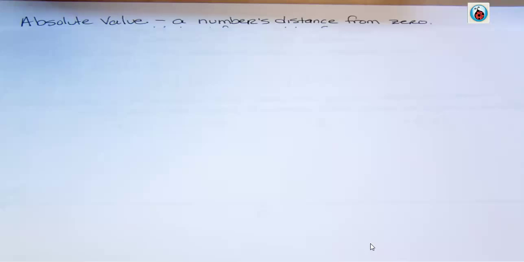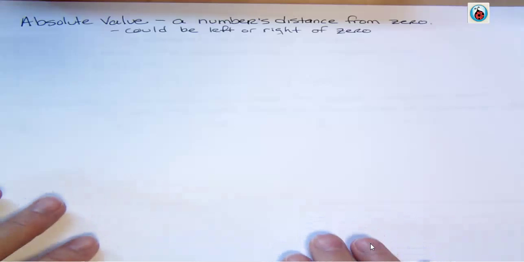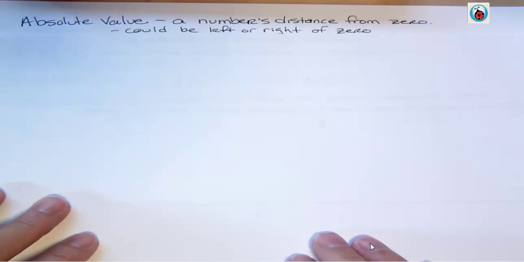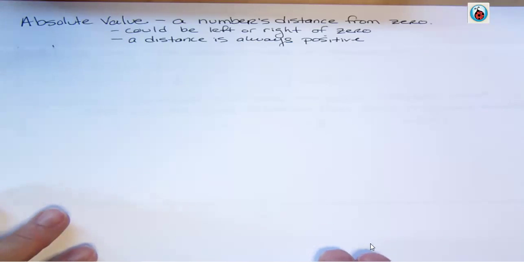Hi, today we're talking about absolute value, opposites, and reciprocals. The absolute value of a number is just the number's distance from zero. It could be to the left of zero or to the right of zero, and a distance is always positive.